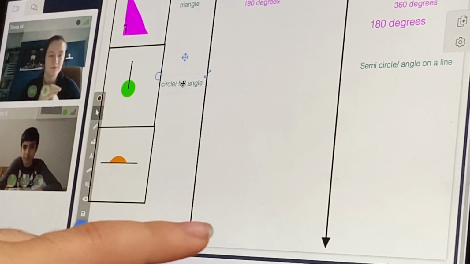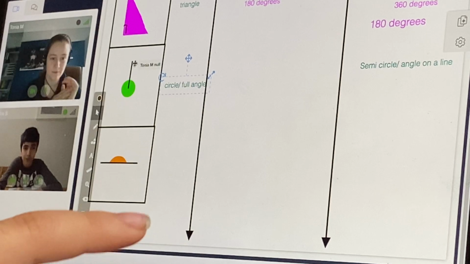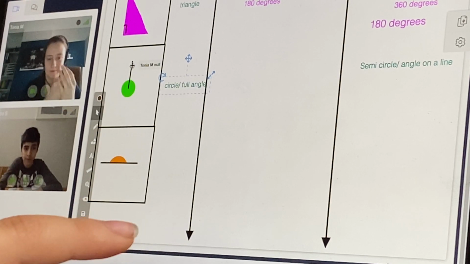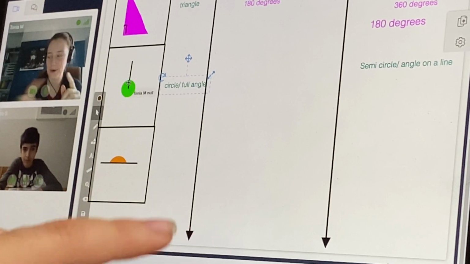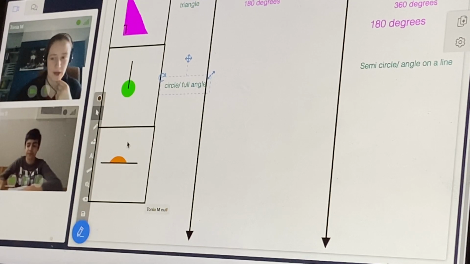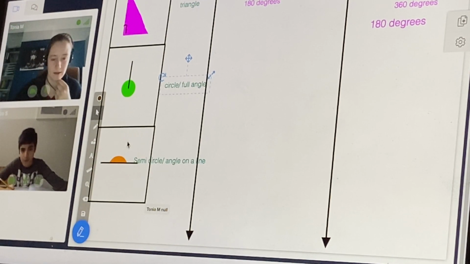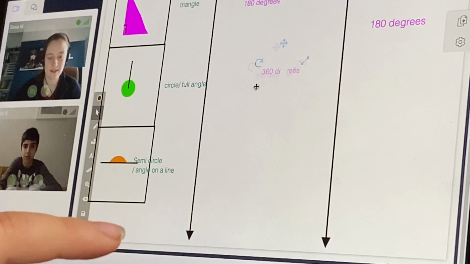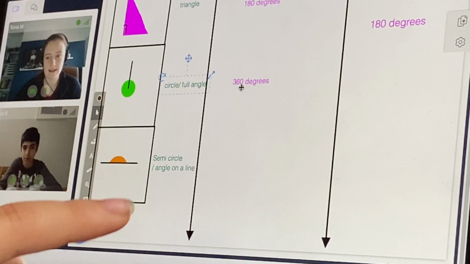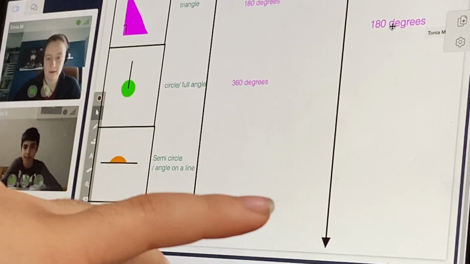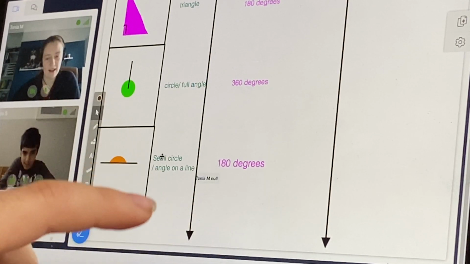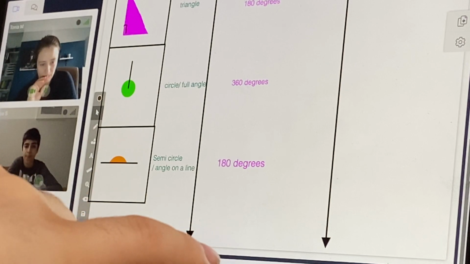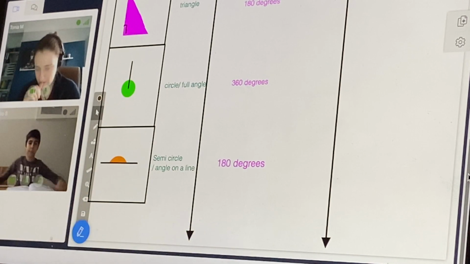It's going to be 180 because the line. Are you sure? Well, that's true, but if you look, we've got the angle on the line down beneath it, don't we? This one's the angle on the line. So it's going to be 360. So it's double, isn't it? Because the angle on the line's like a semicircle. And the angle on the line is 180 degrees. How do you feel about that?